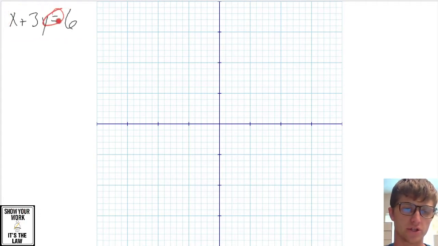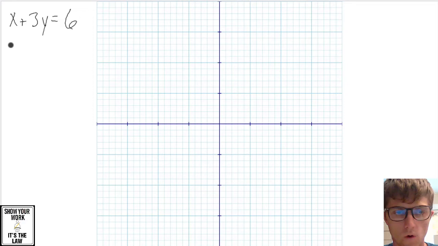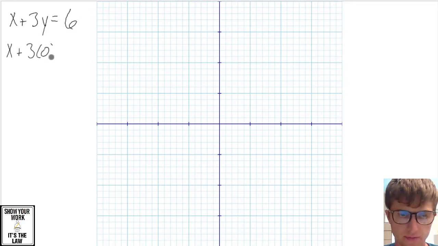Remember, equation just means there's an equal sign, and the ones we're working with for graphs are going to have 2 variables. We still have 2 variables, so it's fine. So the first thing it says to do, find the intercepts. So if we want to find the x-intercept, we set y equal to 0. So let's do some substitution.